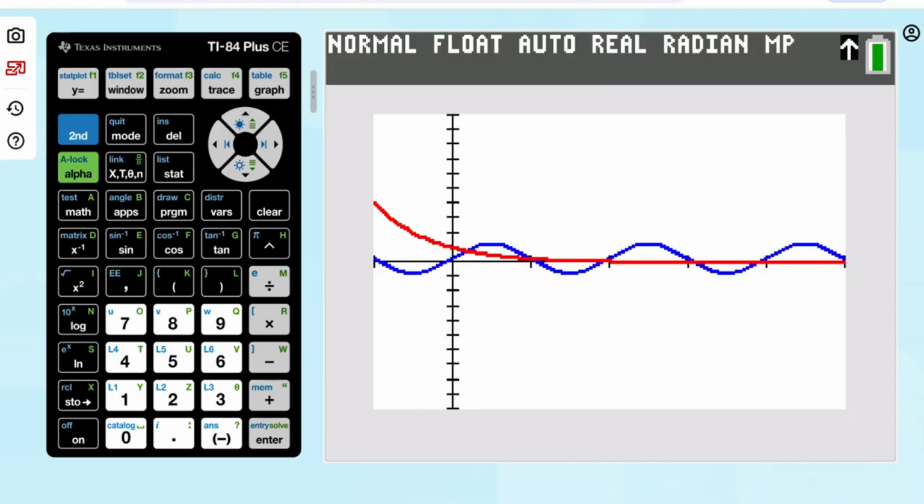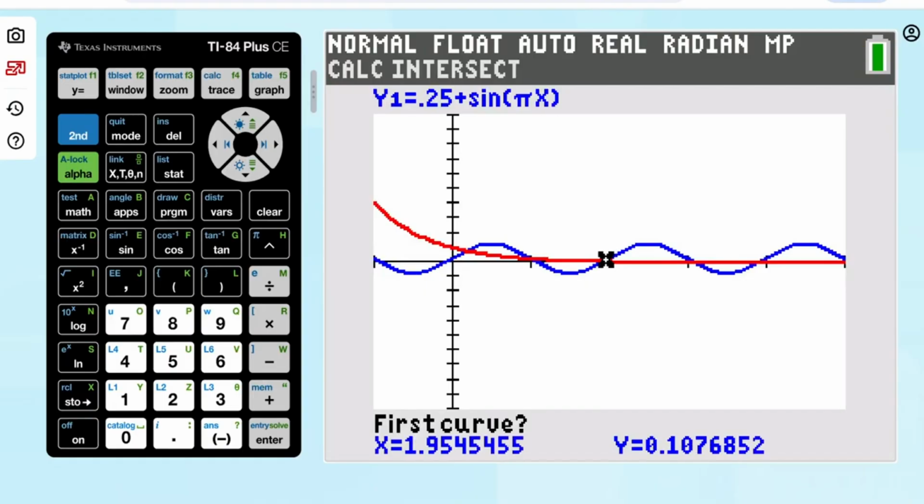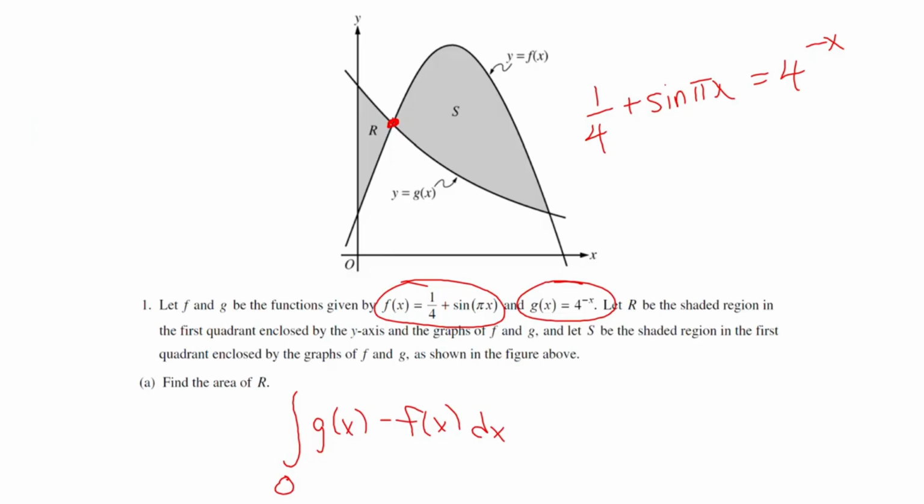So we'll do second trace, and we want the intersection point. We're going to scroll way over here. It's going to take a second. We want to find this intersection point over here. We'll hit enter. Once we get a little to the left of it, go to a little to the right, hit enter, and hit enter once more, and we get 0.178218. So that's our first intersection point.